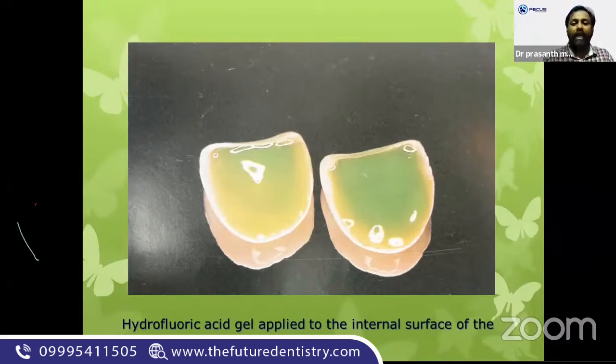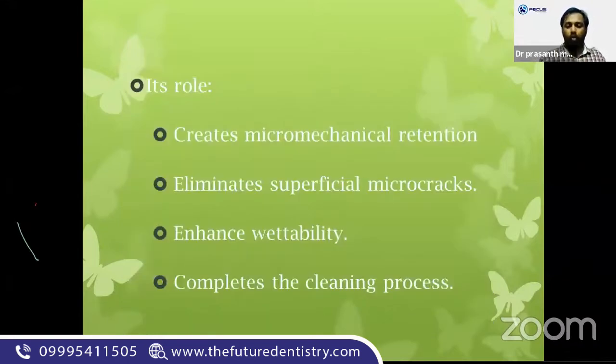So we'll etch it from the inner aspect. What is the purpose of etching? Definitely the same as what we have done on the natural tooth. Micromechanical retention. It will eliminate the micro cracks, enhance the wettability, and also cleaning is done. Micro pores will be there, and it increases the micromechanical retention. These are the requirements, or advantages, when we do etching of the ceramic veneers. Clear?